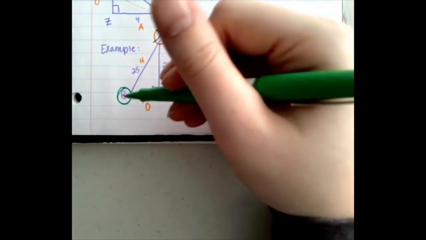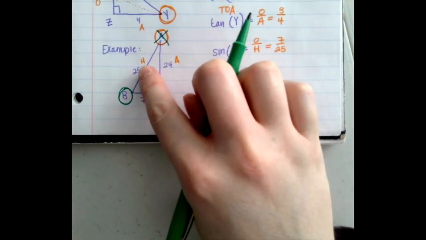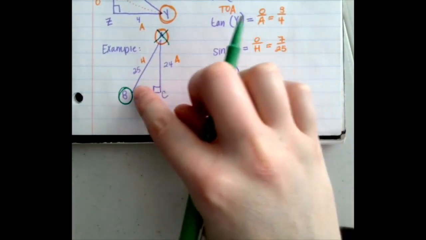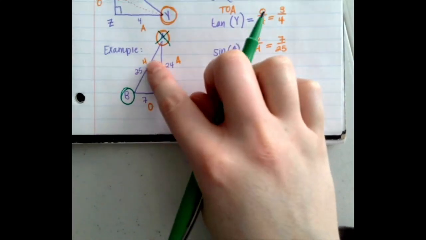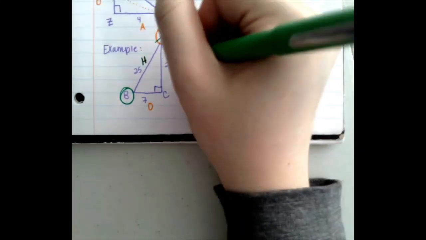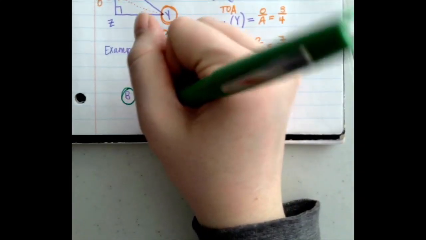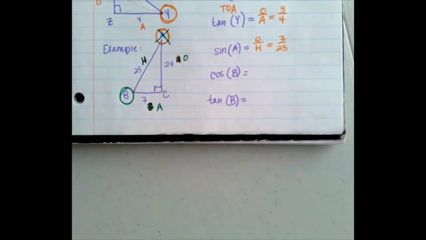Now relabel your O, H, and A based on angle B. The hypotenuse will always stay the same because it's always across from the right angle, and that doesn't matter if we're talking about A or B. So H is the same. But now over here is my opposite, so scribble out A and put O. And right here is my adjacent. By scribbling them out, now I've labeled them correctly, and I'm no longer looking at angle A.